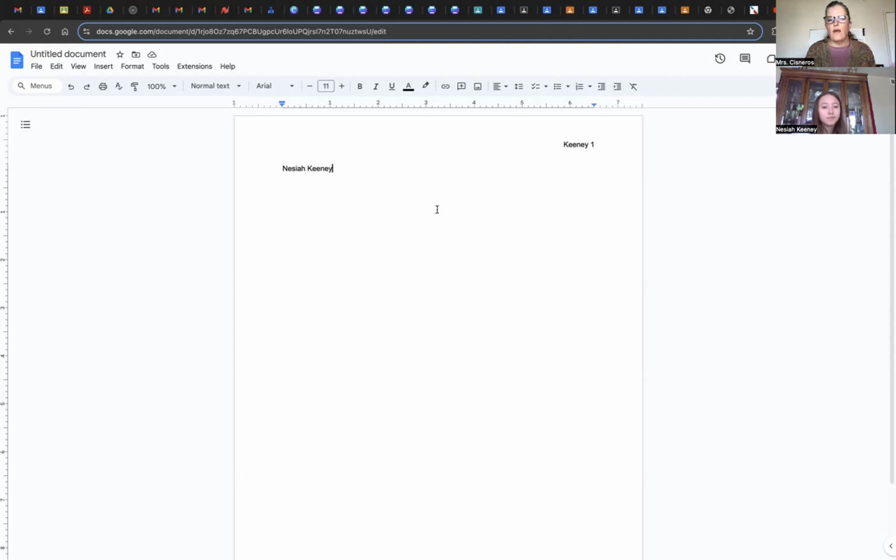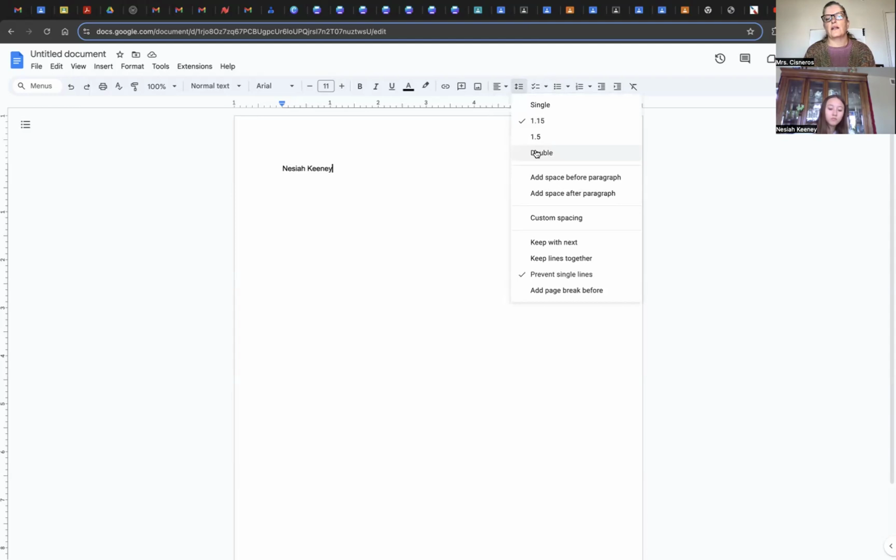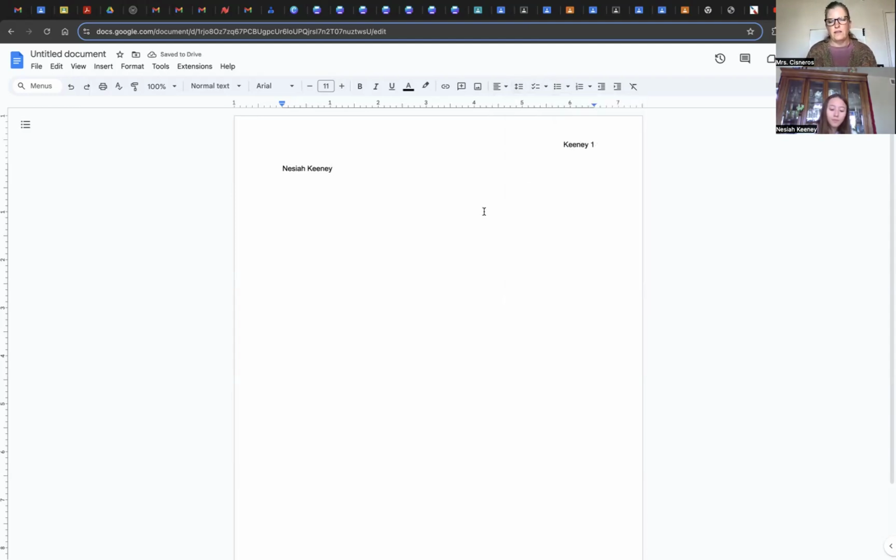Okay. And before I go on, I do want to make sure it's double spaced. So this is your little icon here with the up and down arrow. And I'm recording this. If you need to go back and watch this part again, that's okay. The up and down arrow with the lines, you want to click double before you start going too far in your document. Now everything's double spaced already for you.